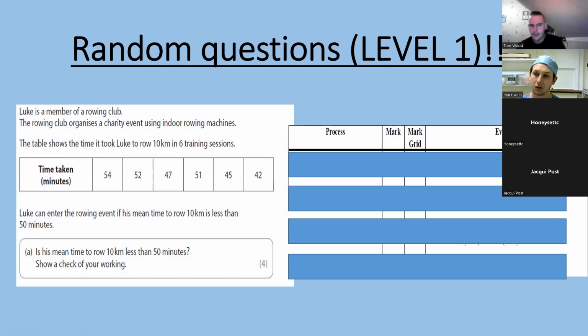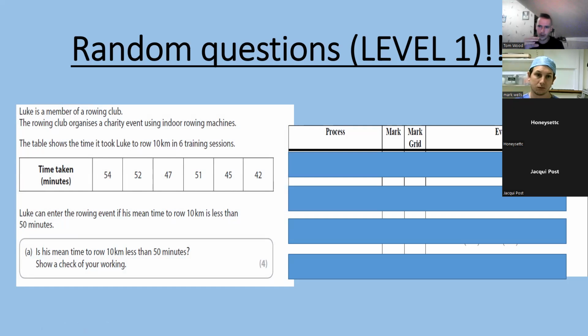Again, this is a prime example where it says, is his mean time to row 10 kilometers less than 50 minutes? So it's already told me I need to find a mean. But it also says there, show a check of your working. They do like asking you to do a check in regards to the mean. That does happen quite frequently. But this is more the idea of how they've asked it.